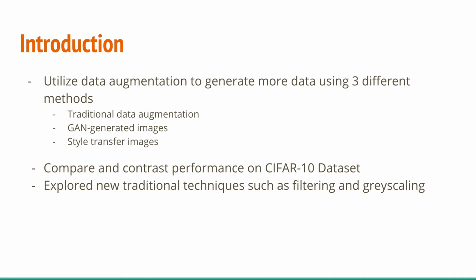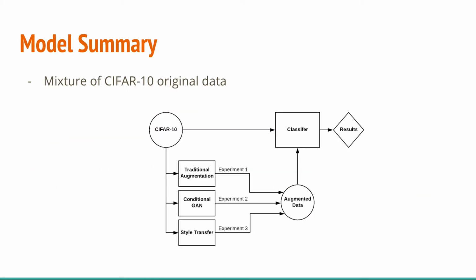We'll be doing this on the CIFAR-10 dataset. As a follow-up, we also tried filtering and grayscaling as a new traditional technique for augmentation. So just as a model summary of what Luke mentioned earlier, we are running 3 separate experiments. The first is traditional augmentation, which also includes filtering and grayscaling. We have a conditional GAN that's going to generate images for each class. And finally, we have a CNN that does style transfer across both generated images and original images.